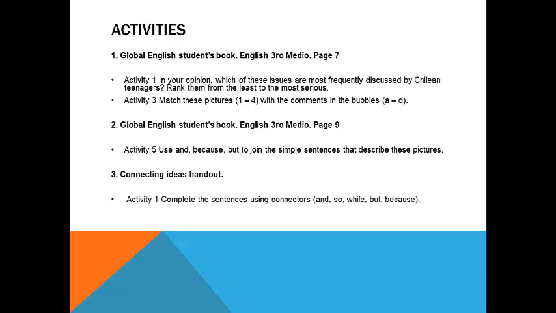The third activity for this lesson, it is to develop Activity 1 and 2 from the handout. Activity 1. Complete the sentences using connectors. Activity 2. Describe the picture using connectors. En la última actividad van a completar las oraciones utilizando conectores, los conectores que ya vimos en esta clase, y finalmente van a escribir oraciones en relación a la imagen y también a su vez utilizando los conectores que ya conocemos.